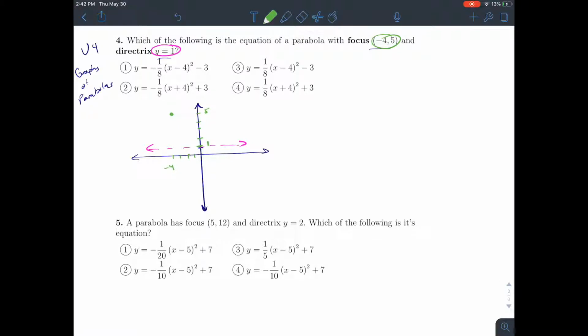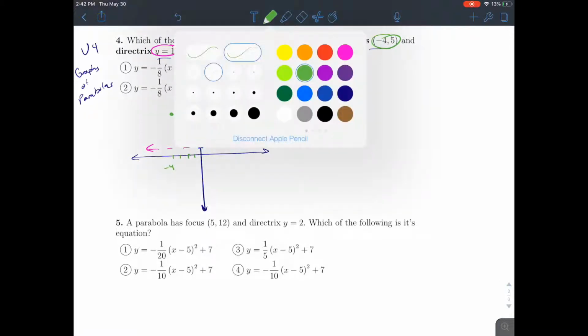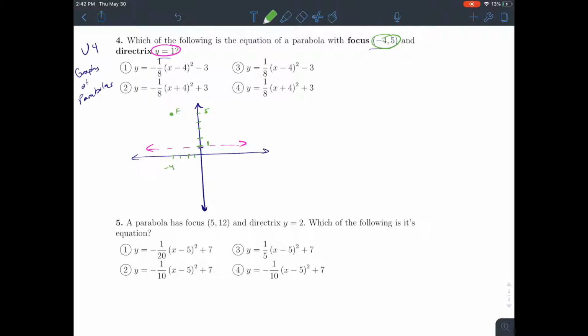And maybe I'll mark the 1 as well. So we have our focus, let me label it, and our directrix, let me label it. So the way these problems work is the parabola actually passes halfway in between the focus and the directrix. So the vertex of the parabola is going to be halfway in between these two lines, and then the parabola curls upwards to go around the focus.